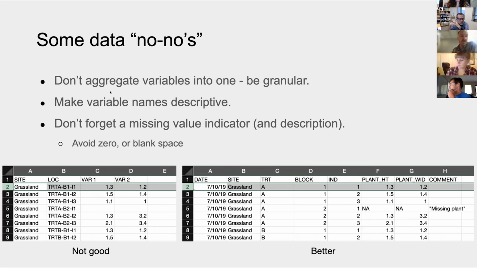And also don't forget a missing value indicator and describe what that actually means. So we have some blank cells here in this table, and it's hard to know if that was an observation that wasn't made or one that went missing later. Maybe there wasn't a plant in that location on the transect. So it's really hard to tell what that is. So when you collect your data, put in a missing value indicator, and it's probably good practice to describe what that missing value means. So have a comment field or something like that that tells you what those missing values actually signify.